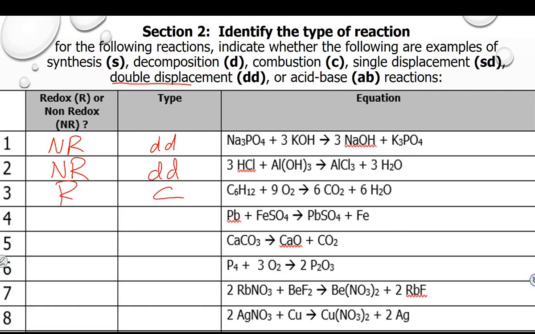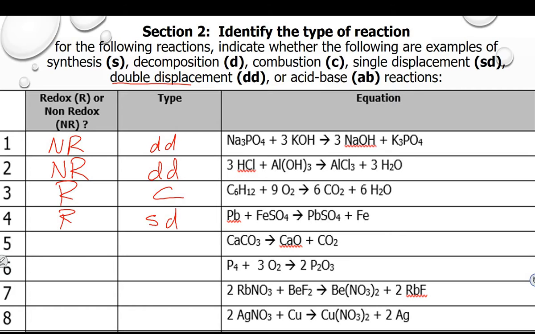Redox, you're right. Okay, here we have an element, or single person, a compound, a couple, yielding a new couple and a new element by itself. What type? Good, single displacement. Okay, sometimes they call them replacement, so don't get thrown off by that. So if it's single replacement or displacement, same. Double displacement or double replacement, the same. Redox or non-redox? Okay, good.